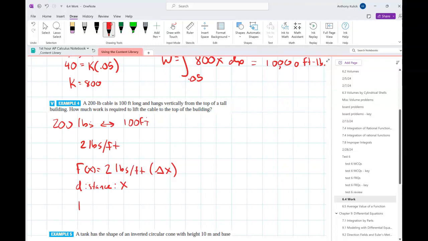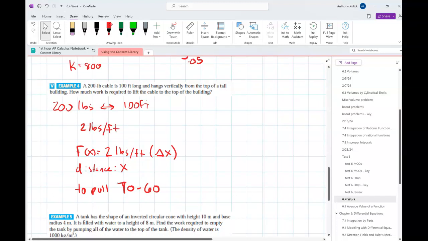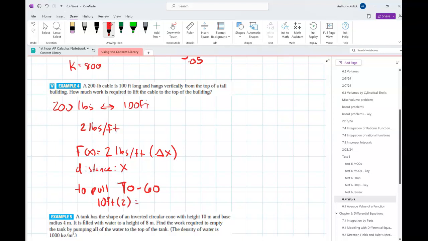So think about it this way. To pull up from like 70 feet hanging to 60 feet hanging, what's going to happen there? We pulled up 10 feet of cable, right? Times 2 pounds per foot. So that's my force, right? I'm sorry, that's my work, right?